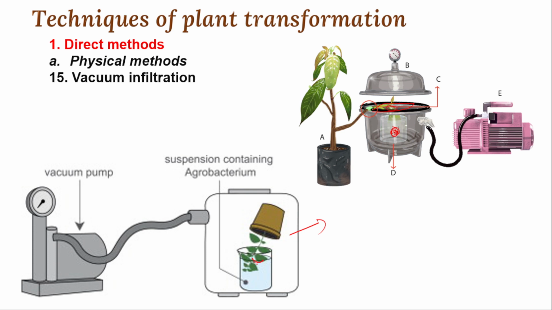Whenever the solution with the desired DNA is applied, because of the vacuum pressure difference, pores are formed, and then that will transfuse the gene of interest into the cytoplasm or nucleus of the desired plant cell. This is the last method of physical method. That completes the physical method.